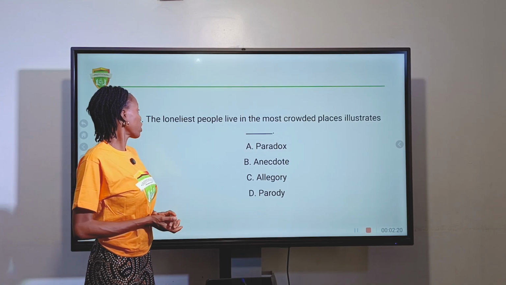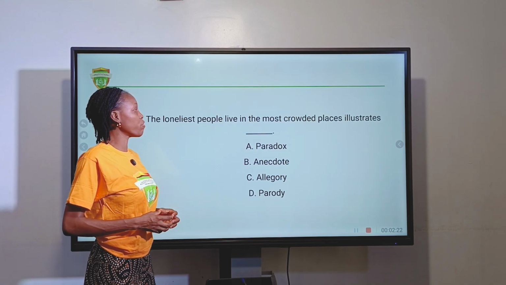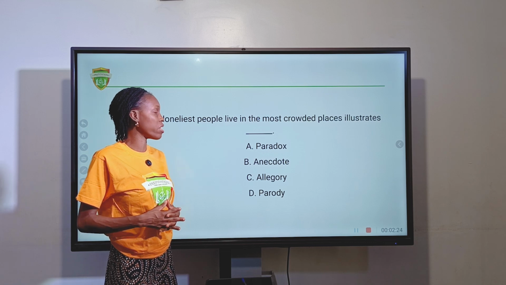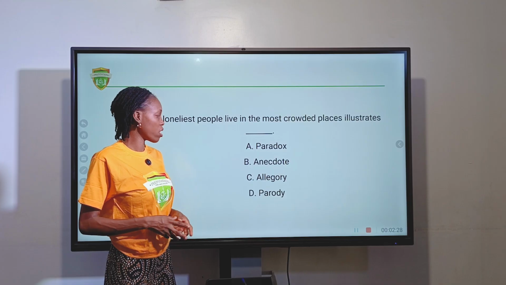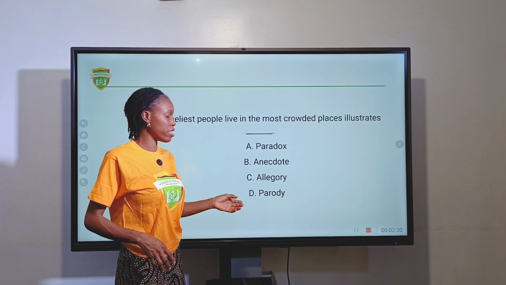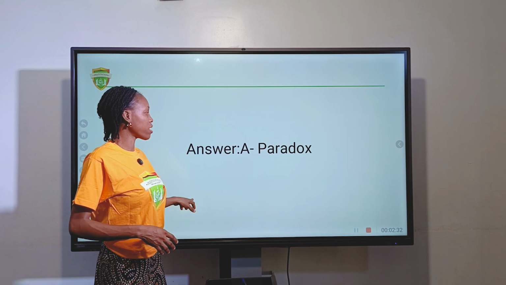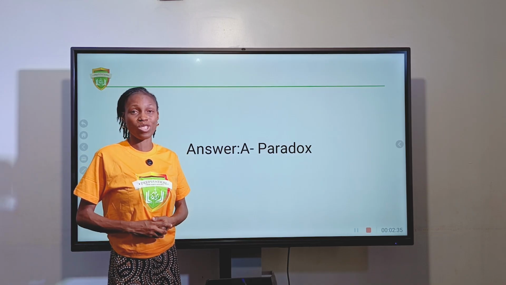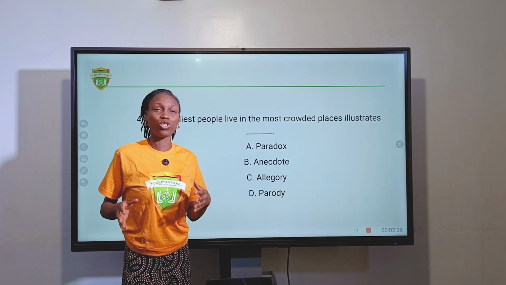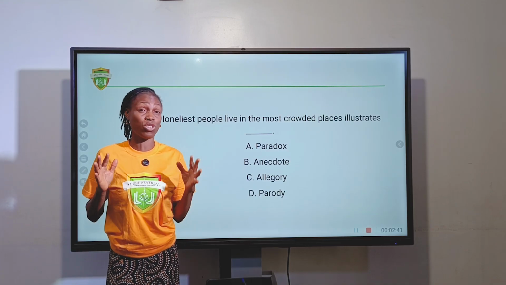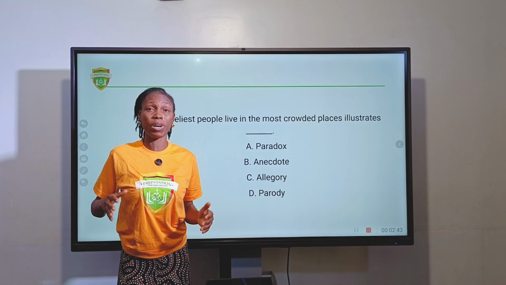Number 4. The loneliest people live in the most crowded places. A, paradox, B, anecdote, C, allegory, and D, parody. The answer to this question is paradox. Paradox has to do with placing two contradictory ideas side by side.